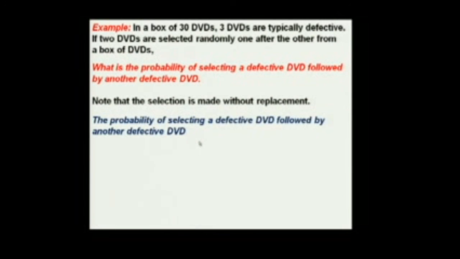Here is another example. In a box of 30 DVDs, 3 DVDs are typically defective. If 2 DVDs are selected randomly, one after the other, from a box of DVDs, what's the probability of selecting a defective DVD followed by another defective DVD? That's straightforward. We have 3 defective DVDs out of 30 DVDs altogether. We take 3 divided by 30. That will be the probability that the first DVD is defective.